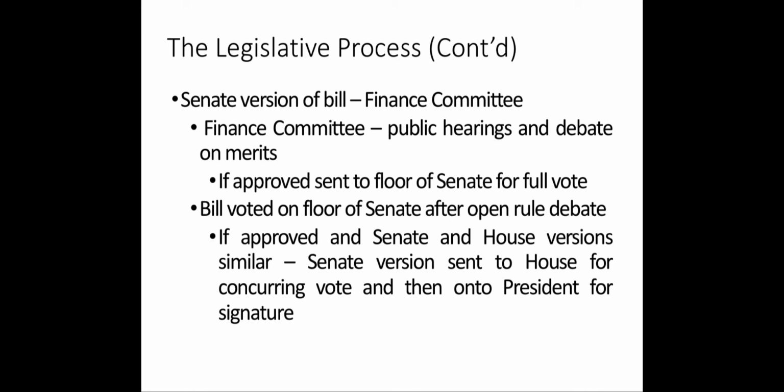So if approved at the Senate level and the Senate and House versions are similar, then it goes basically for a concurring vote by the House and then onto the president for signature. But that almost never happens. Usually what happens is the two bills are not the same, and then the conference committee, basically a joint committee, has to get together and reconcile them for it to be voted on again.